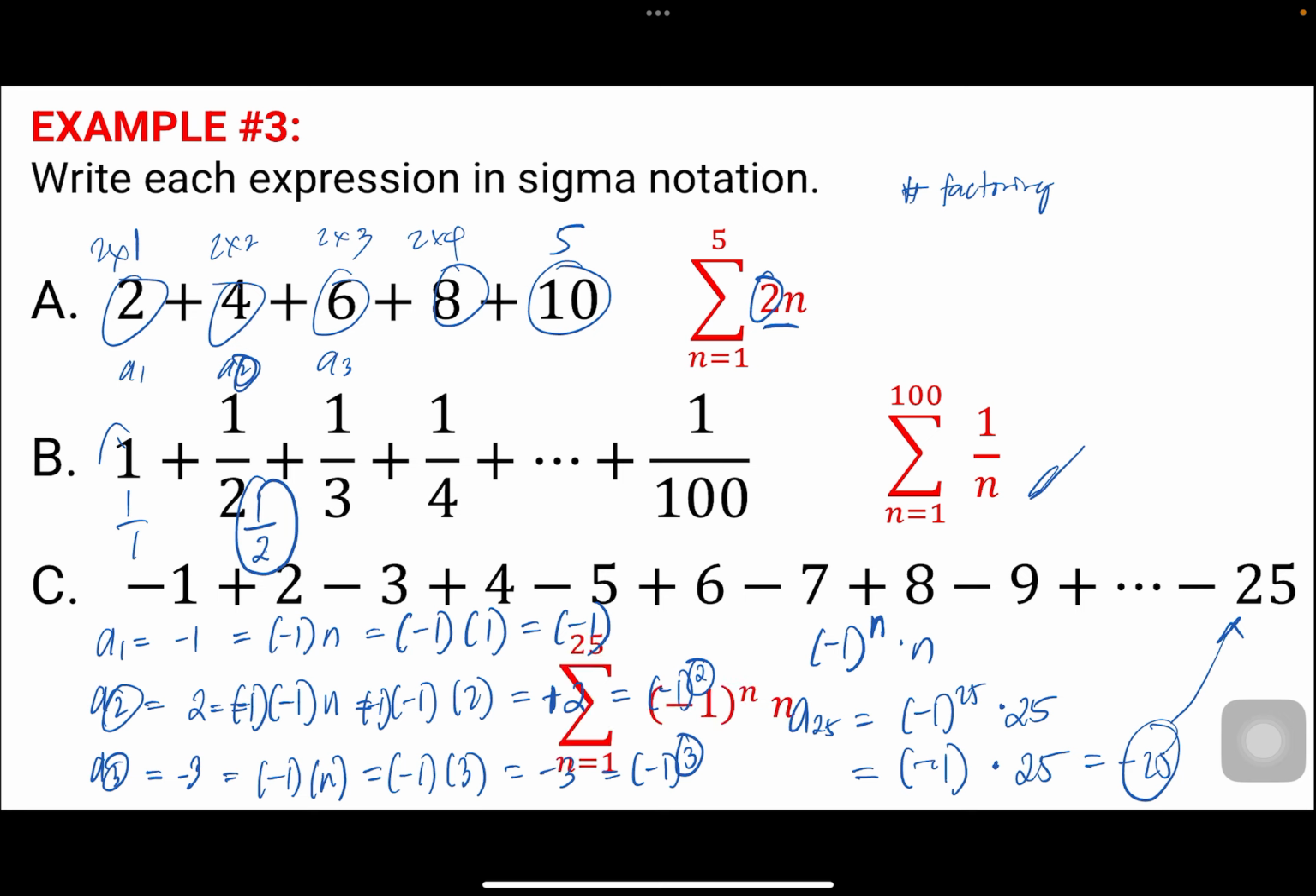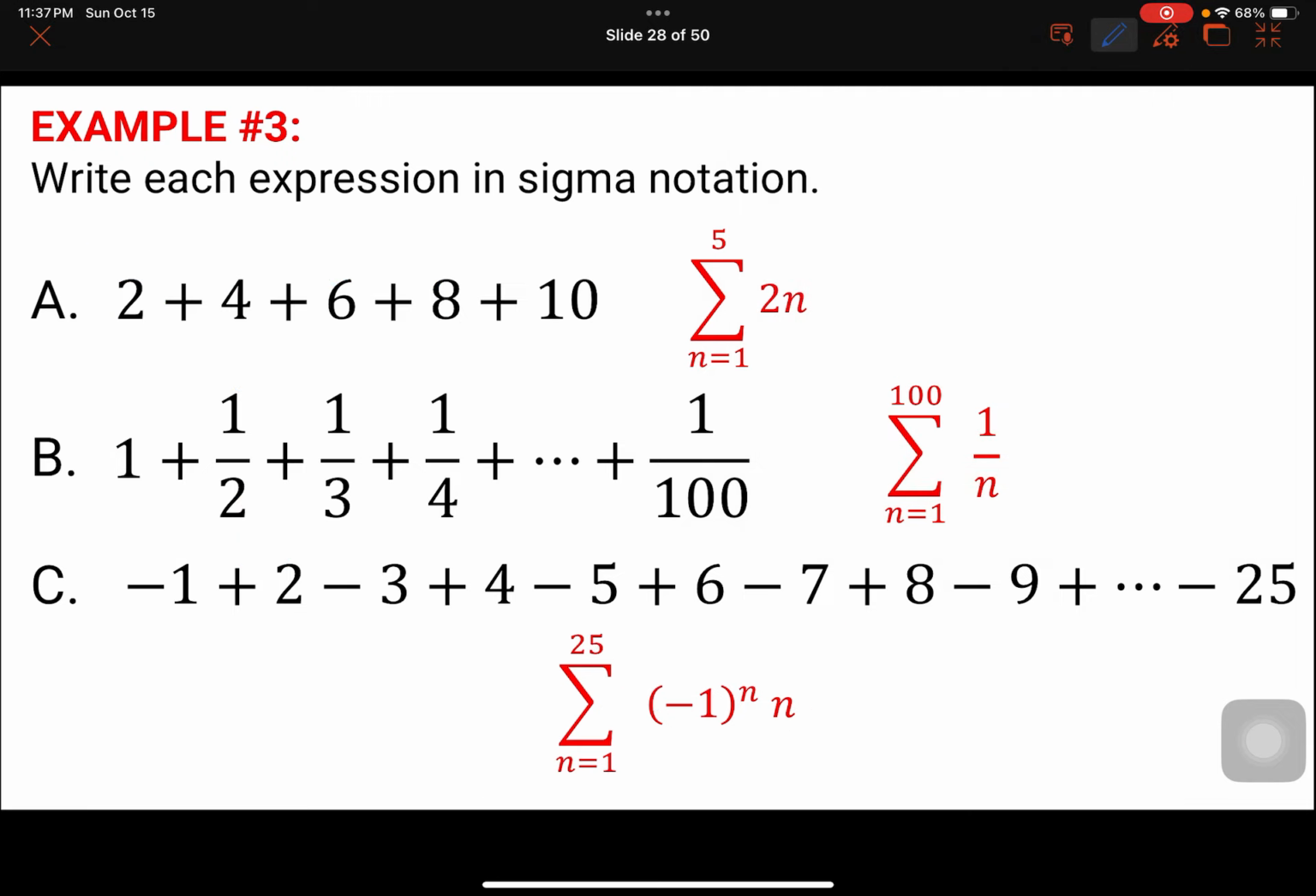Therefore, for letter C, we have summation of negative 1 raised to n times n from n is equal to 1 up to 25. Okay? So that ends our discussion today. So we just expand and find the values. And in this example 3, we just write a simple series in sigma notation. So for the properties and for the future lessons on sigma notation, kindly wait for our videos.